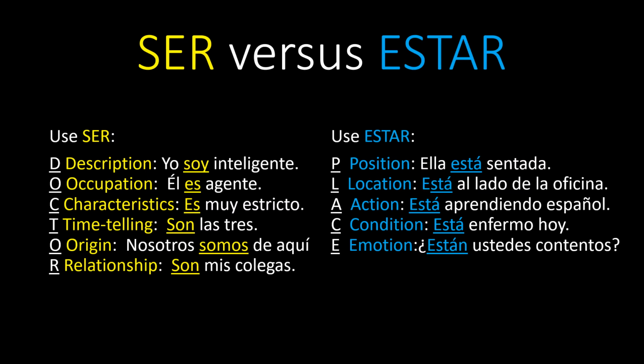Look on the right. You see that estar is used for position, saying if a person's standing, sitting, etc. Ella está sentada. Location, está al lado de la oficina. It's next to the office. Está aprendiendo español. This is an action, and it's a currently happening action. Está aprendiendo español means that this person is learning Spanish now. Está enfermo hoy. This person is not well. This person is sick. So conditions usually denote a possibility of change. And for emotion, ¿están ustedes contentos? Are you guys happy?